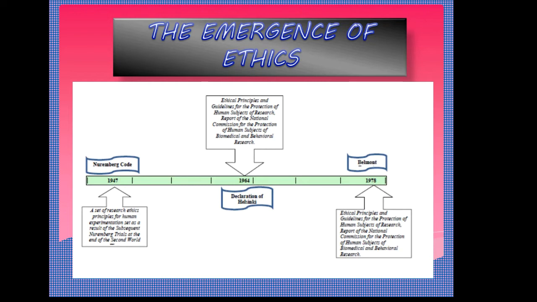Then the Declaration of Helsinki was introduced in 1964, which set ethical principles and guidelines concerning the protection of human subjects of research. After that, in 1978, the Belmont Report was also proposed, where the ethical principles involved the protection of human subjects of research, from the National Commission for the Protection of Human Subjects of Biomedical and Behavioral Research. So it is almost similar to the Declaration of Helsinki.